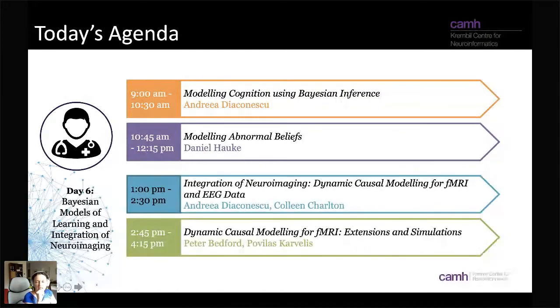We are now at the second theoretical lecture of the day. And today we're going to talk about how we integrate neuroimaging data, functional magnetic resonance imaging data, and electrophysiology, electroencephalography, with these Bayesian models of learning. Okay, and I'm going to teach the basics.